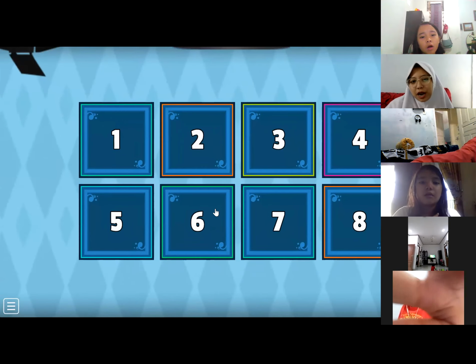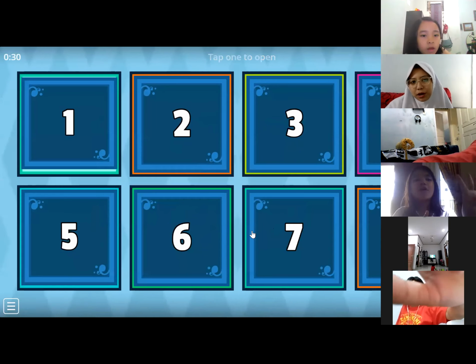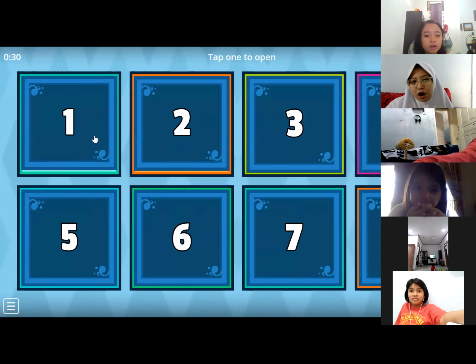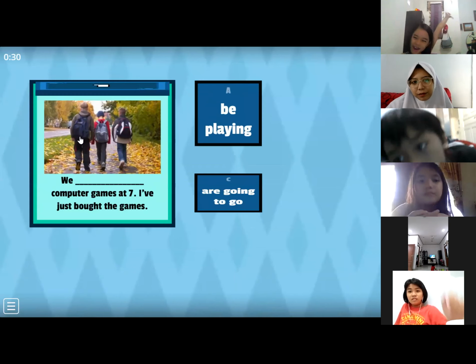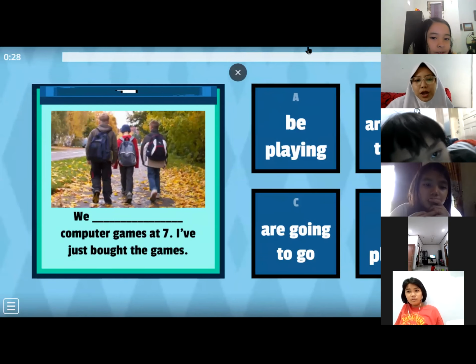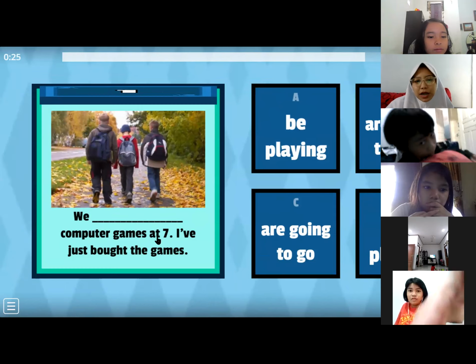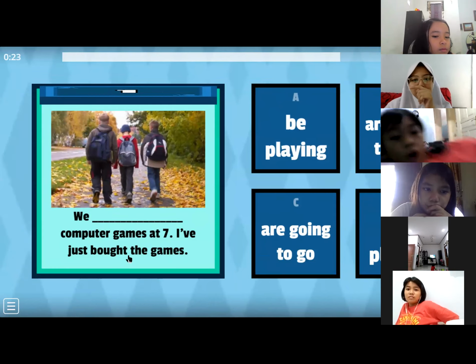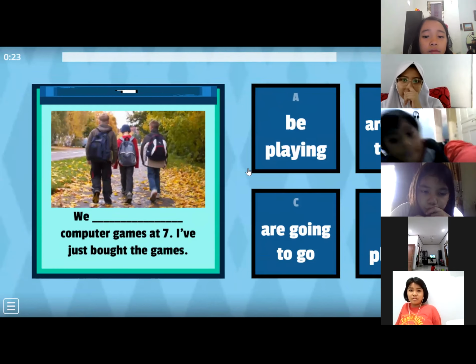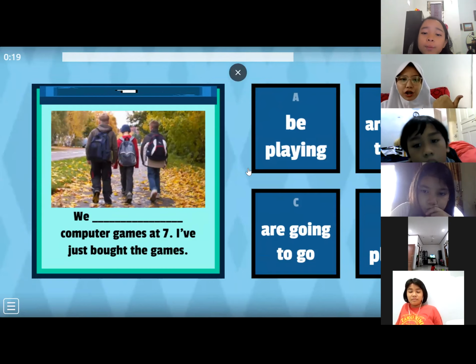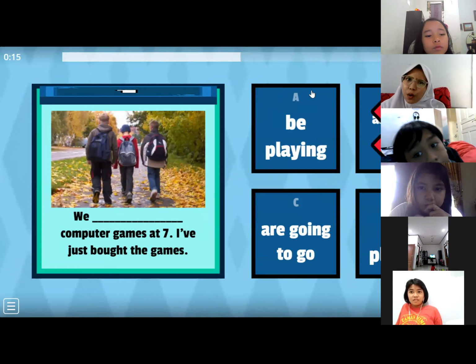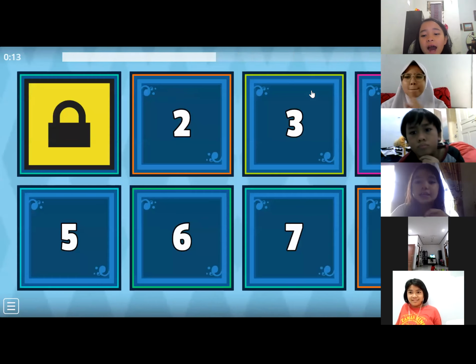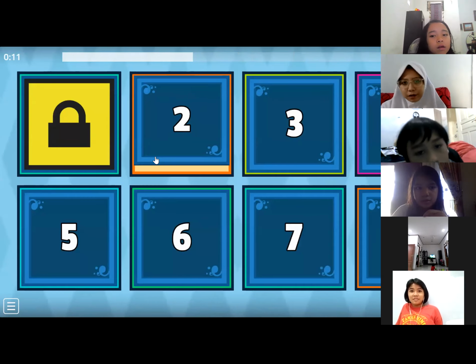Which number is that? One. Seven. Okay, let's try one. We blah blah blah computer games at 7. I have just wrote the game. You will do that or not? Maybe. We are going to play. We are playing. B. Which one?